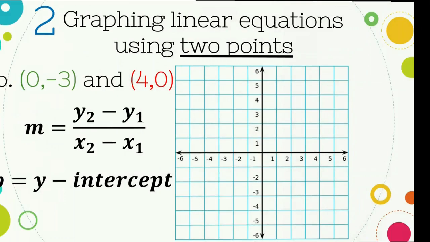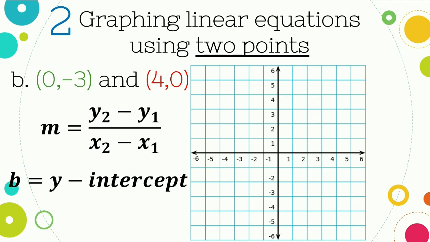Another example, we have (0, negative 3) and (4, 0). So, igagraph natin yung (0, negative 3). So, 0 yung x, therefore, yung negative 3 ay nasa y-axis. And then, second point, (4, 0). 4 yung x, and then 0 yung y. So, nasa x-axis lang siya. Then, connect the 2 points. Therefore, we will have the graph of (0, negative 3) and (4, 0).